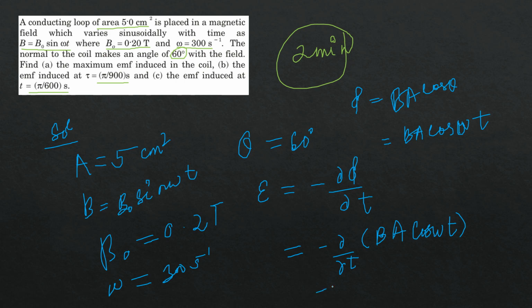So BA can be taken out as it is a constant, minus BA, and d by dt of cos omega t is how much? Minus omega sin omega t. So minus minus becomes plus. So our EMF becomes how much? BA omega.